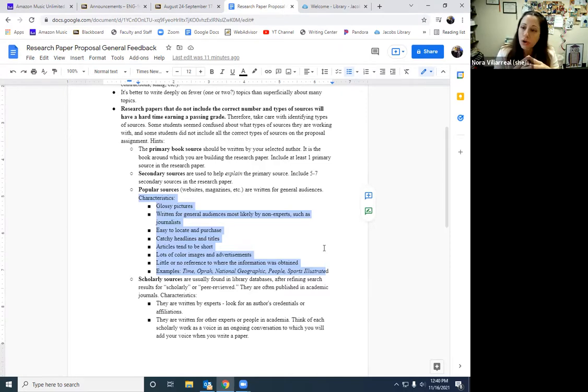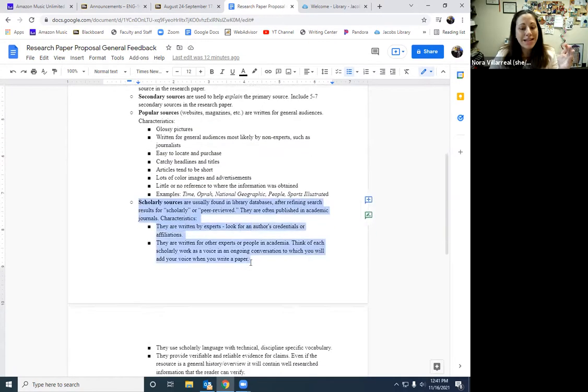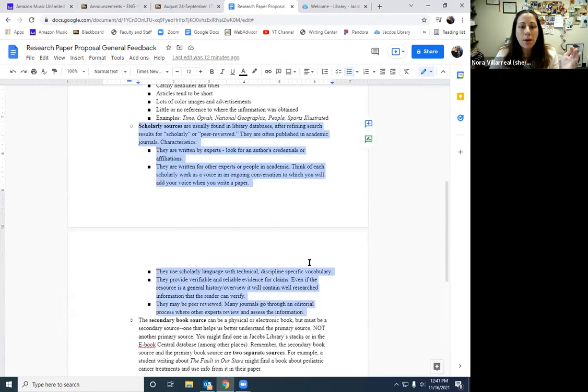The articles are shorter, they use easier language, right? And they often don't really reference where they got their information from. And then they give us some examples of different magazines down here that are considered a popular source. Now, again, they can be fantastic, excellent sources, but there are some very clear indicators that mean something is scholarly.